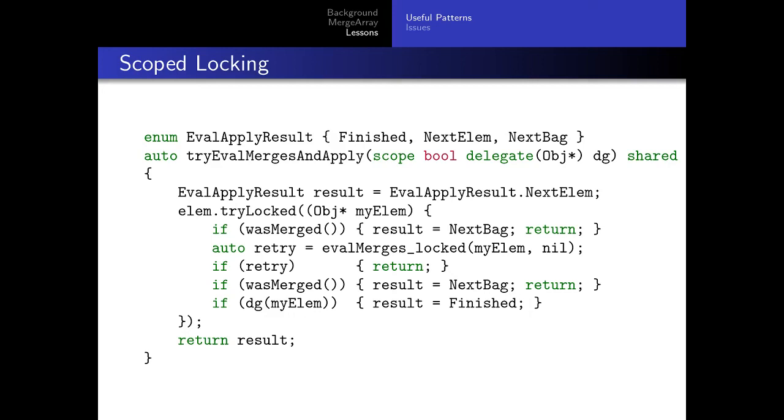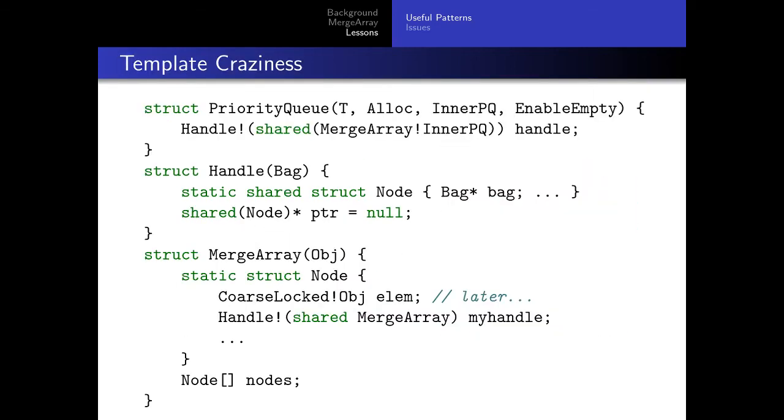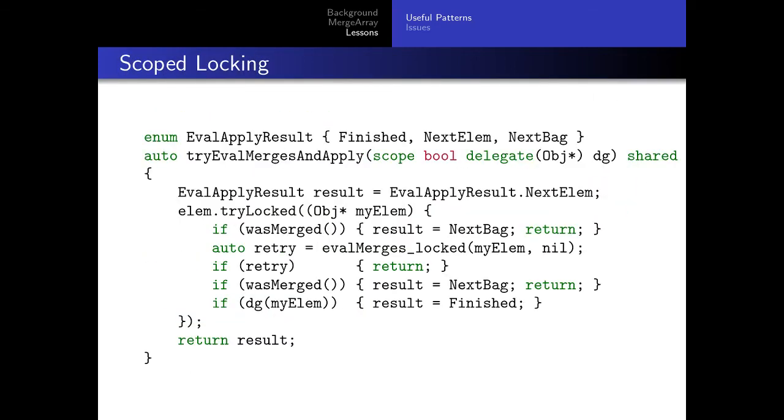The other main thing is that I have scoped locking that isn't using synchronized. So the LM value is this course locked thing. It has a try locked that gives you the object, and then it lets you do whatever you want.